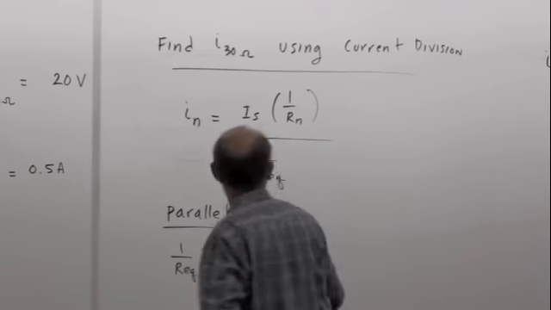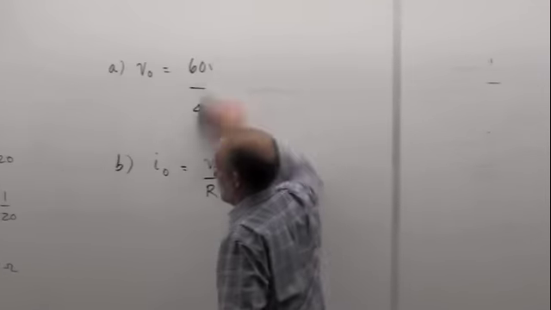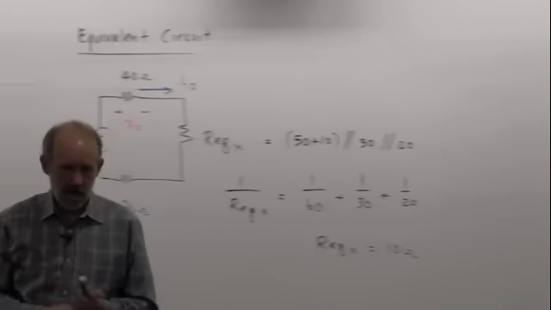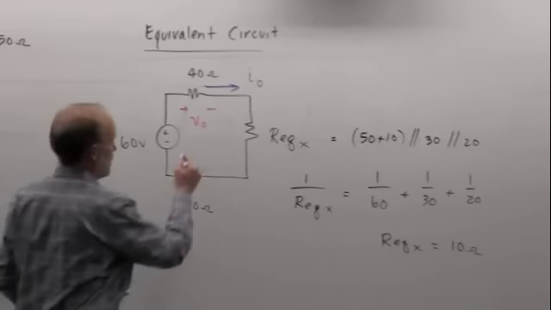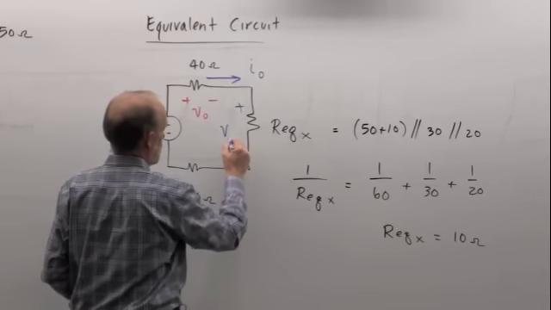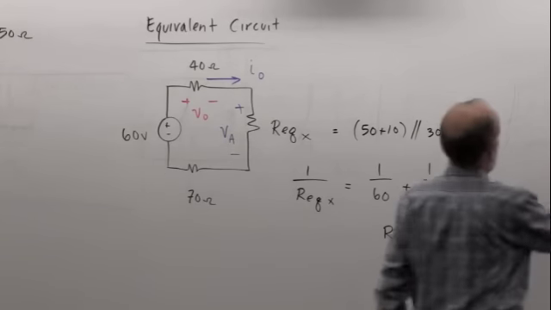On using these techniques creatively. So based on what was described, here's essentially what we need. I'm going to come back to this circuit, and let's define some voltage VA. We could certainly apply voltage division to find that voltage VA.